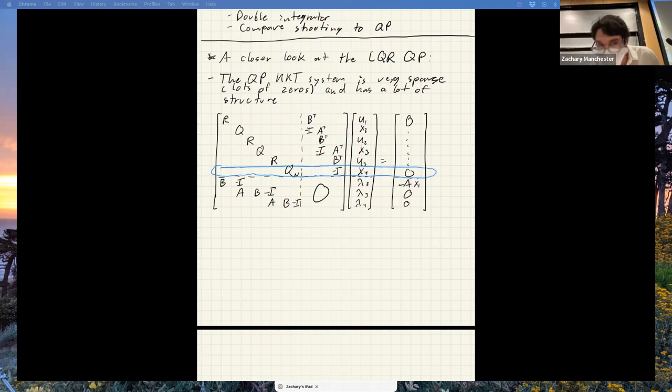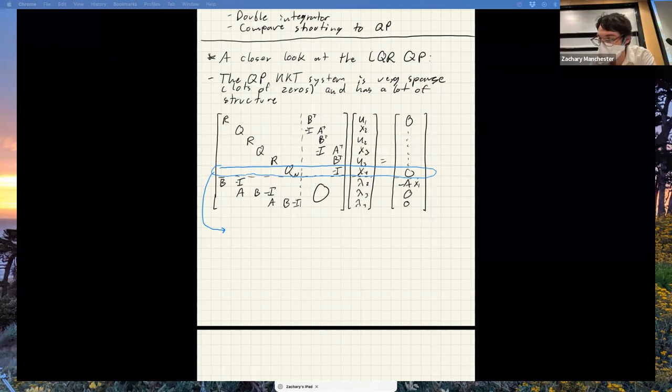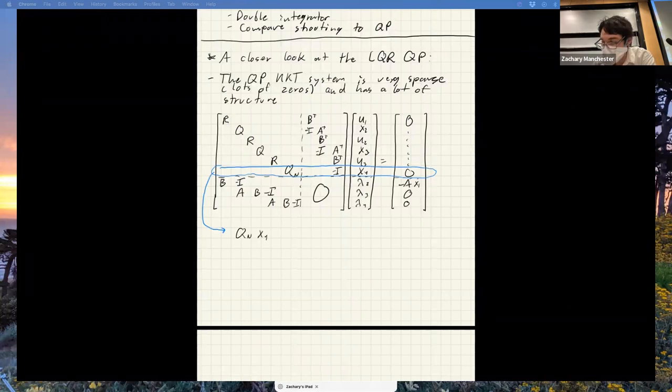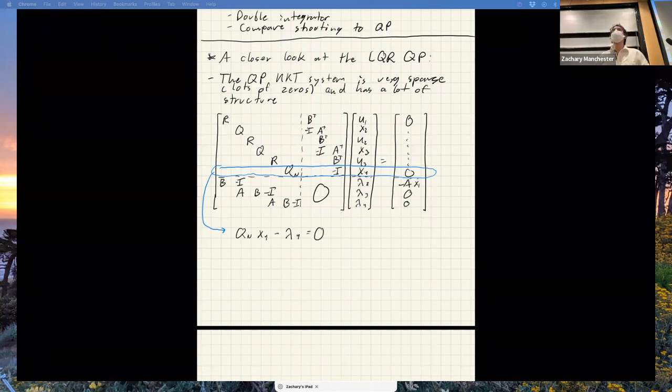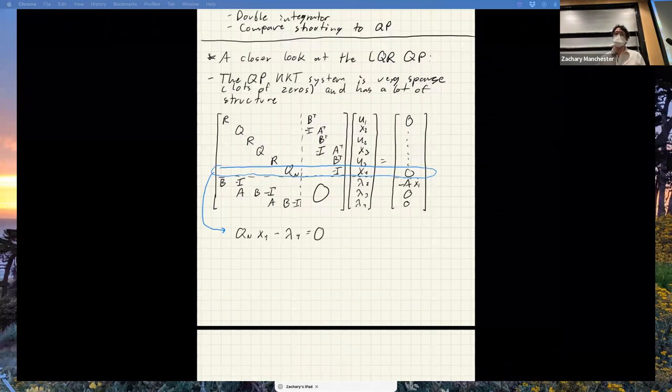So if I pull out just this row, this last equation says, sorry, when I say last row, I meant the last row of that last time step. If I pull this out and write it explicitly, this says Qn x4 minus lambda 4 equals 0. So this lets me remember our rank conditions. Actually, we don't need that yet. I shouldn't say that. So this one, I can just turn around and solve for lambda 4.